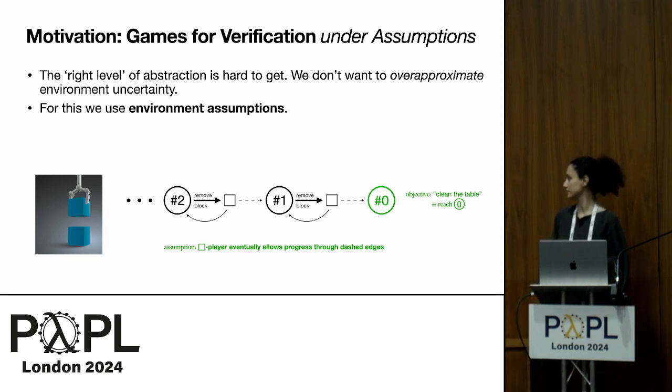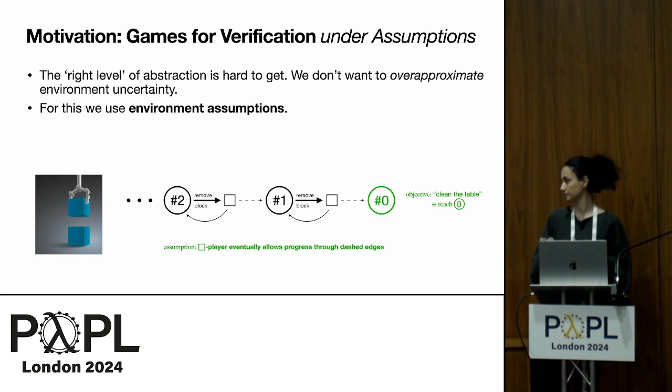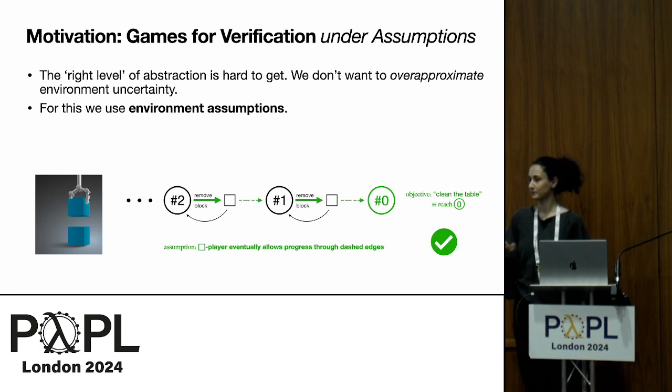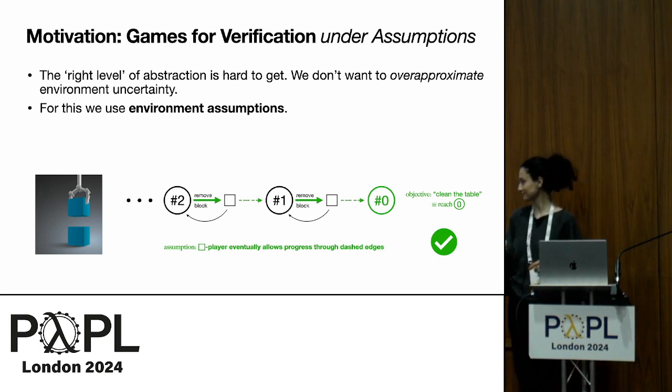Then we ask the question again. Given that the environment satisfies this assumption, can the robot hand clean the table? Now we get a positive answer, because the robot hand will constantly try to remove a block, but eventually the environment will let it achieve it, and after finitely many steps, it will clean the table.